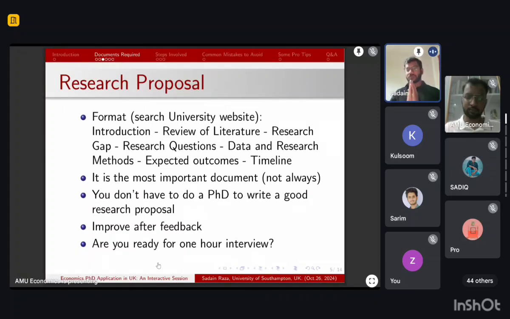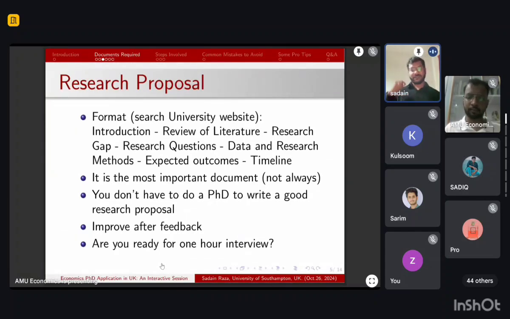It is better that you try to do it in 2 months. That is my standard time that I suggest people to do, not something that takes you like 1 year. That is the first year of your PhD. So don't do that. Take some time, but don't take so much time that it goes in a negative direction. And improve after feedback.